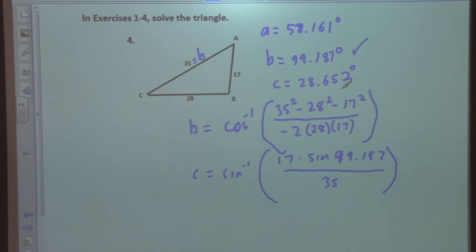Okay, this is number 4 that Kayla worked out, and we have the solution for B, C, and little a. It will be 180 degrees minus 99.187 degrees minus 28.652 degrees, which is going to be 52.161 degrees. So that's it, and that's going to be equal to little a.